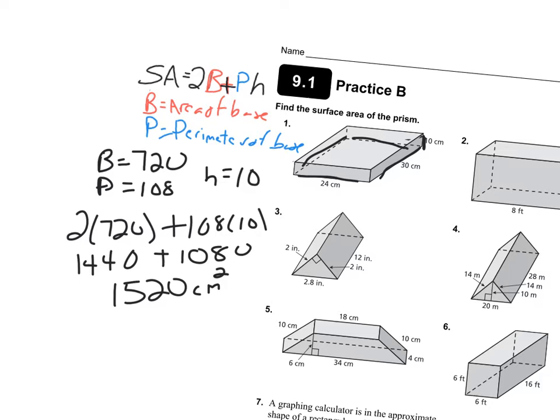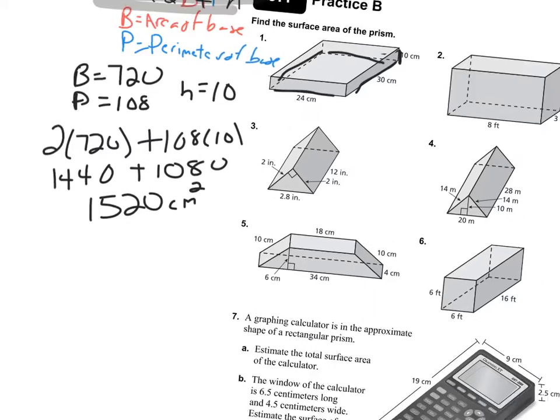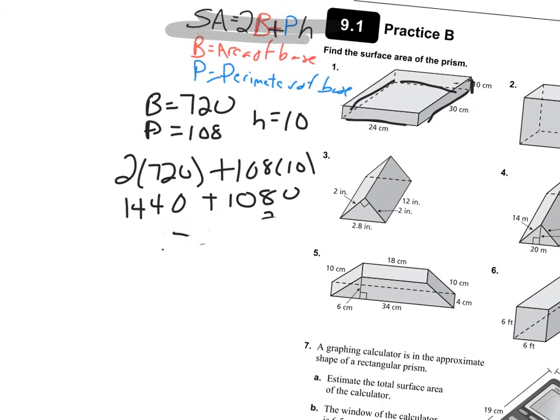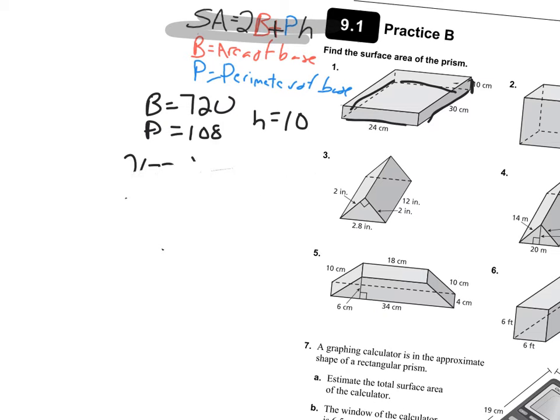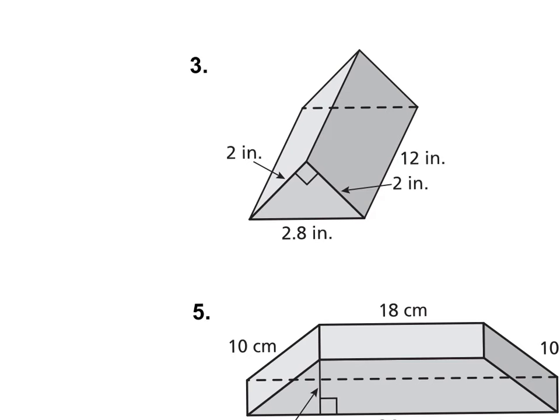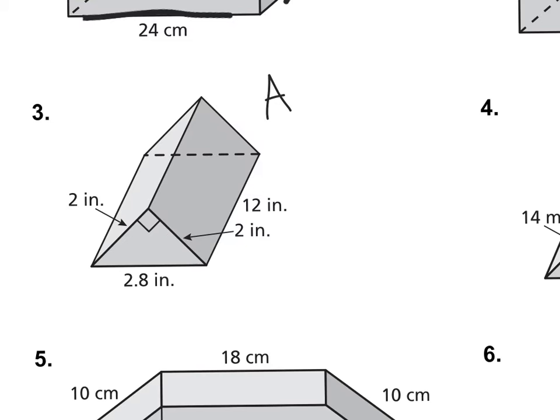So you find the area of the base, you find the perimeter of the base, and then you have the height, and then you plug it into this formula right here. Okay? Alright, so let's go ahead and try number 3 using this formula. So we need to find the area of the base. From the video quiz, you should know that the base is the triangle. And you should also know that the area of a triangle is equal to base times height divided by 2.